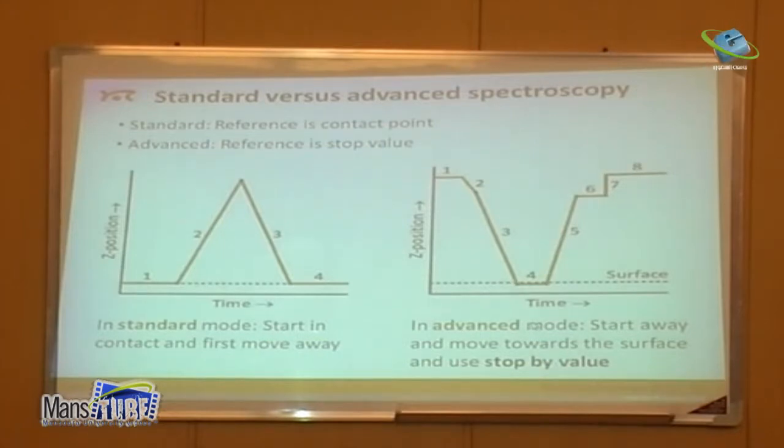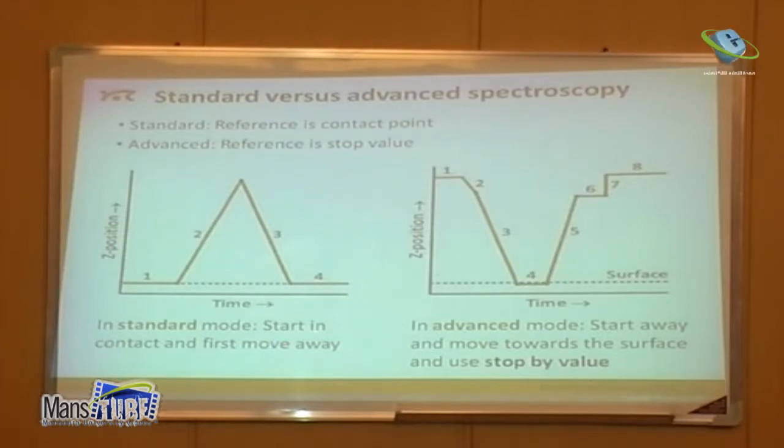the advanced spectroscopy. In standard spectroscopy, the tip is in touch with the surface, and then it goes up, and then it goes down, okay? While in the advanced spectroscopy, the tip is not in touch with the surface. So the tip is far, it touches the surface, and it goes up. The advantage of this is that you can reduce the interaction.